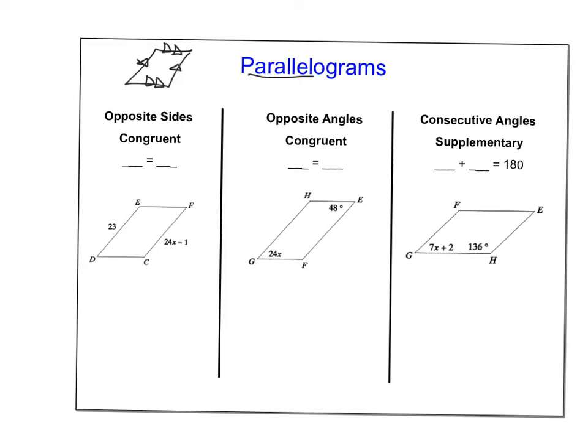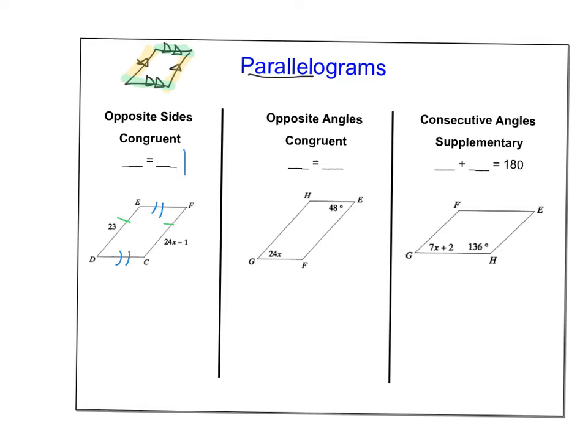Opposite sides are also congruent. Now remember, when I'm talking about opposite sides, I'm talking about the sides across from each other. Okay, so if you look here, the sides I highlighted in yellow are opposite each other, and the sides I highlighted in green are opposite each other. So if we look at this example here, side ED is congruent to side FC. We would also know that side EF is congruent to side DC. All right, so those opposite sides are congruent.